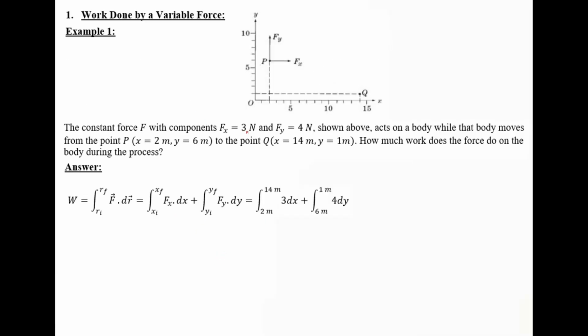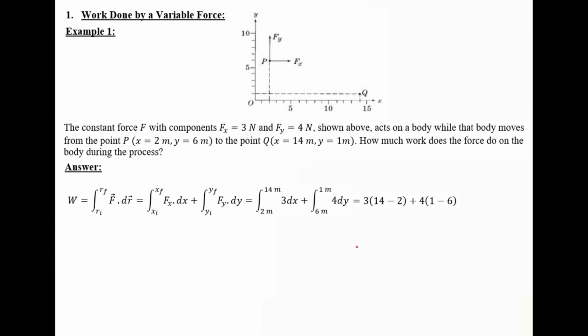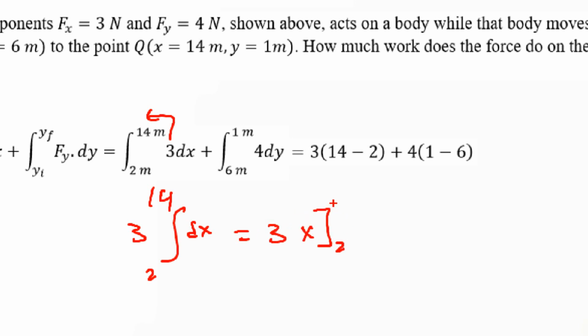Now, the x component is 3 multiplied by dx, the y component is 4 multiplied by dy. Now what happened here is the following. Let me do one of the integrals. So 3 can be dragged out, that would be 3 integral from 2 to 14 dx. Now we're integrating over dx, that would be 3 multiplied by x from 2 to 14. Now 3 is a factor, it can be taken out. Now we replace x by 14, that would be 14 minus 2. So which is this expression.